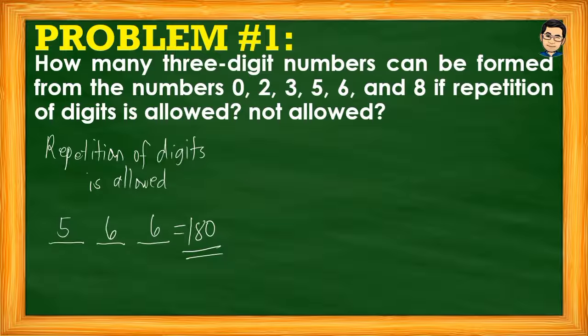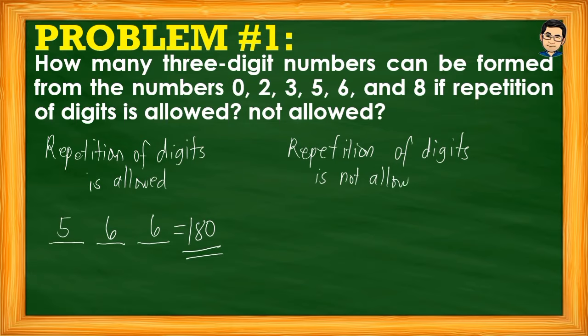So, what if repetition of digits is not allowed? So, hindi po pwedeng umulit yung mga numbers. Okay, so ganun pa rin. Mag-draw tayo ng tatlong blanco. And then, on the first digit, hindi ulit natin pwedeng gamitin yung 0. So, ibig sabihin, 5 lang din po yung ating pwedeng gamitin. 2, 3, 5, 6, and 8.